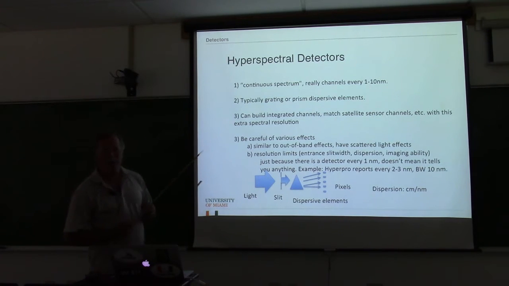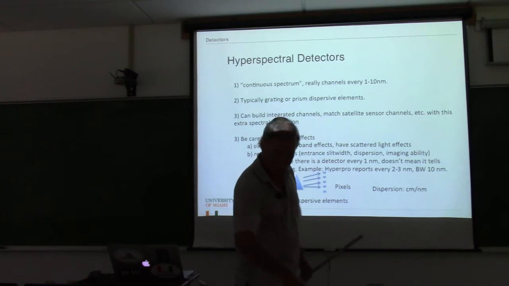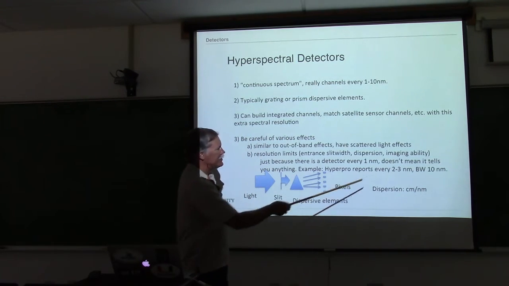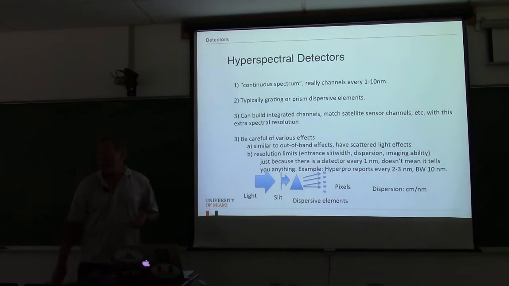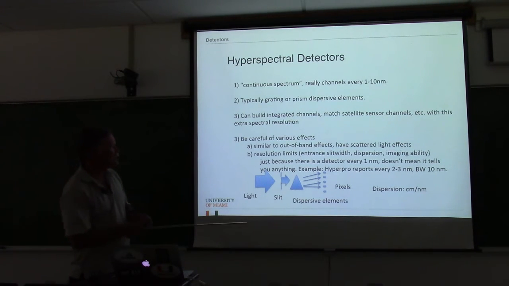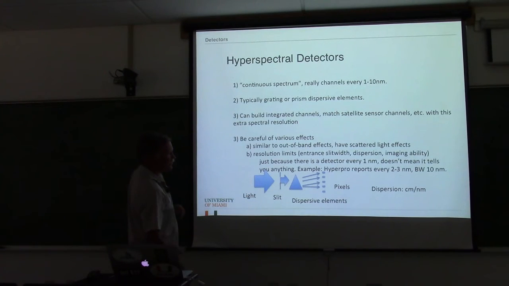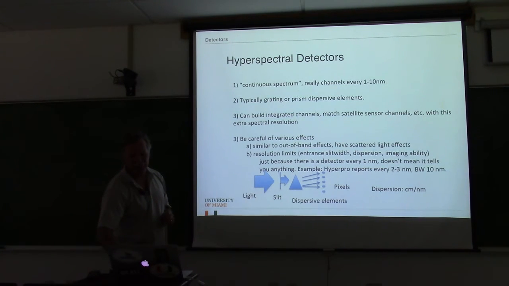One example is we're going to be playing with HyperPro instruments. Here's an example of a HyperPro irradiance detector. They have channels every 2 or 3 nanometers, which is cool, but the bandwidths are on the order of 10 nanometers. So there's a limit to the spectral resolution of each sensor. And that spectral resolution is a function of the slit width, the dispersive element that you're using, and the size of your detectors.